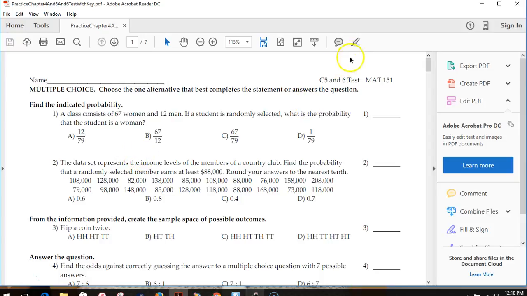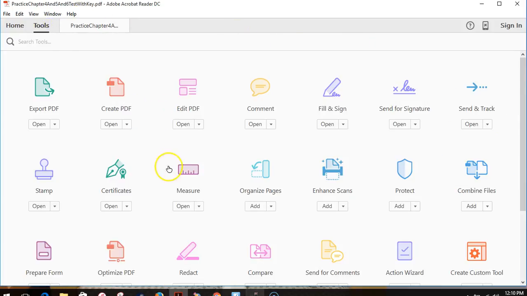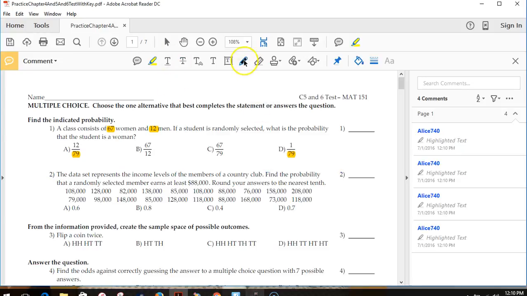A student is selected at random. What's the probability a student is a woman? Well, we need our sample space. I have 67 women and 12 men, so I have 79 people altogether, and I want to know the probability that we are looking at just women. And so I have 67 women, so then it must be, I didn't see that, 79 right there. C, 67 out of 79. Not too bad.